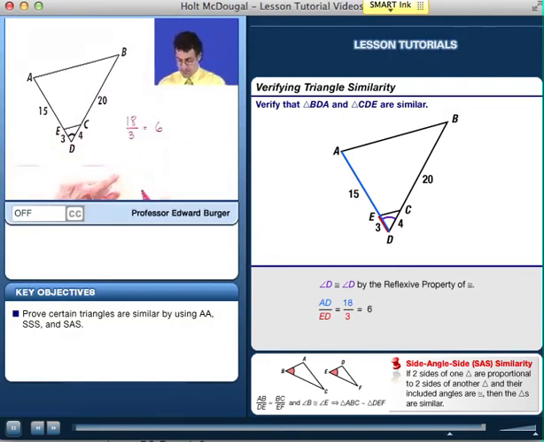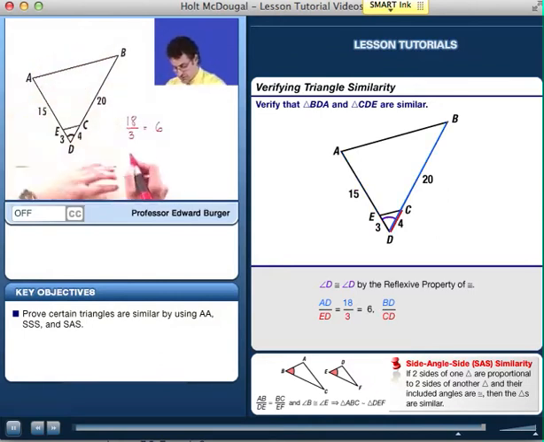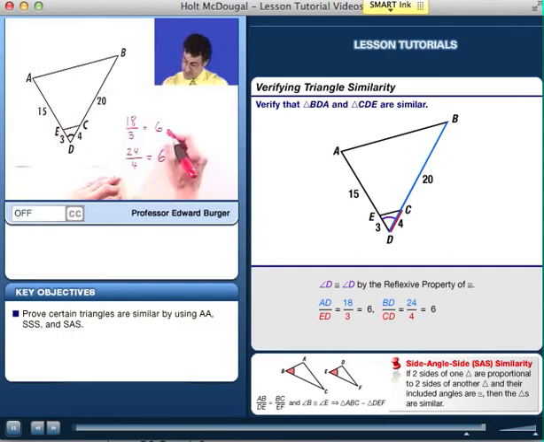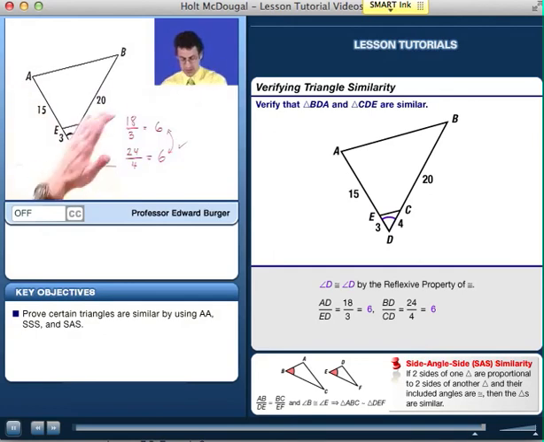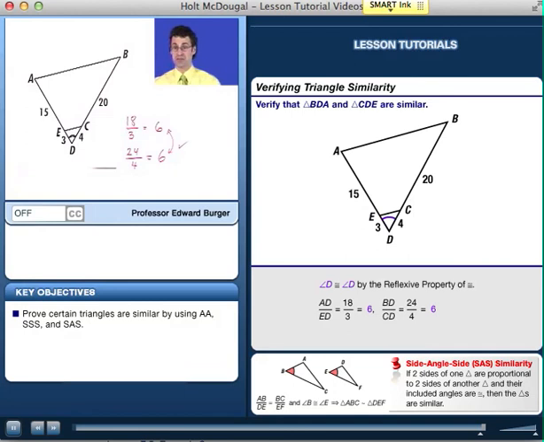Now, is that the same ratio as big is to small here? Well, big is 20 plus 4, which is 24, to small 4, and that works out to be 6. Yes, they're the same. Since they're the same, these sides are proportional, and so by side-angle-side, these two triangles, the large one and the small one, are in fact similar.